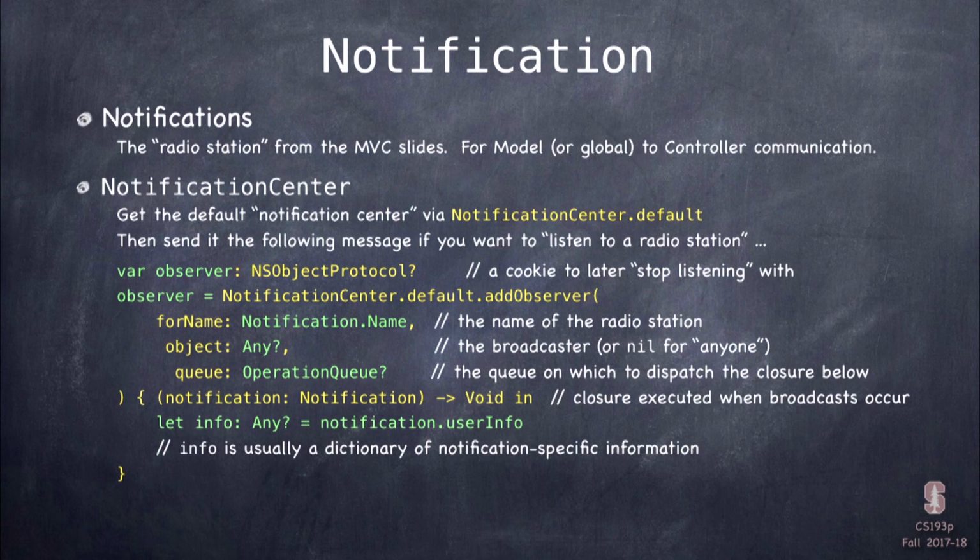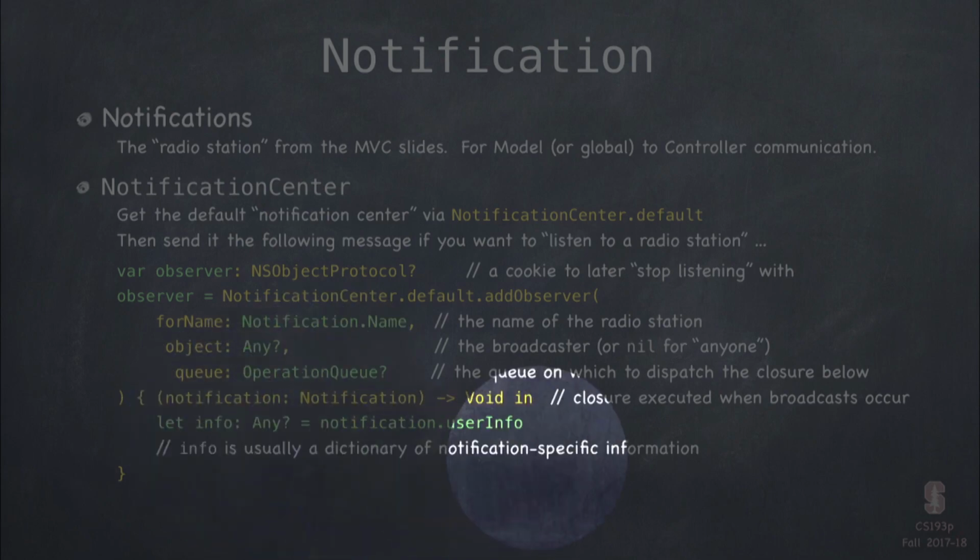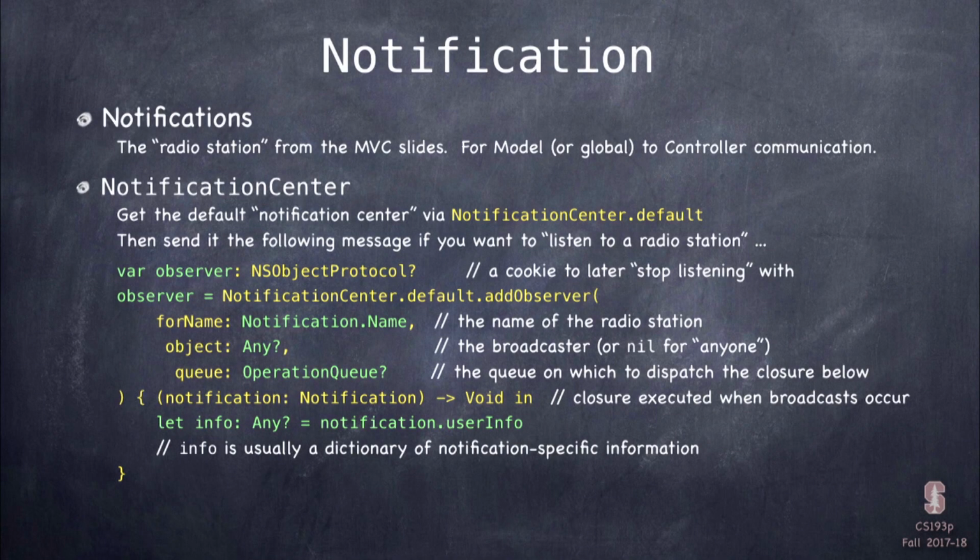And then you see right there we have the queue, this operation queue. That's what queue you want your closure to be executed on. Now, this can be nil, but you almost never want nil. What nil means is execute my closure on the same queue as the broadcaster. You do not want that usually, unless you're the broadcaster. If it's your own code and you're doing the broadcasting, maybe you want that. But if you're listening to something from iOS, for example, you probably want the main queue.